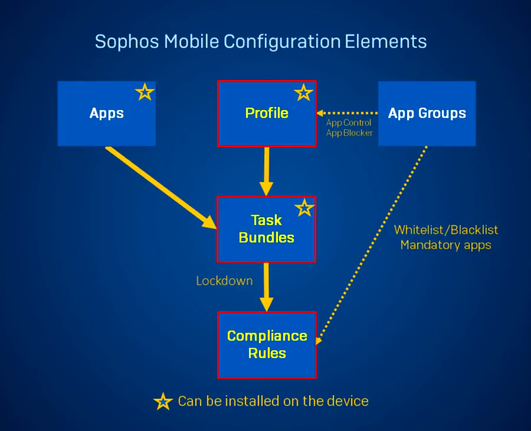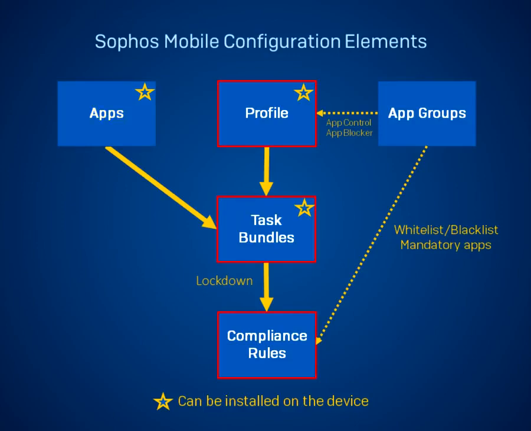There are some supporting elements. App groups are used in profiles and compliance rules to ensure that devices have certain mandatory apps loaded on them and to allow and block additional apps. Apps themselves can be directly pushed to devices on an app-by-app basis, or they can be included inside task bundles as part of enrollment jobs. So that's a quick overview.